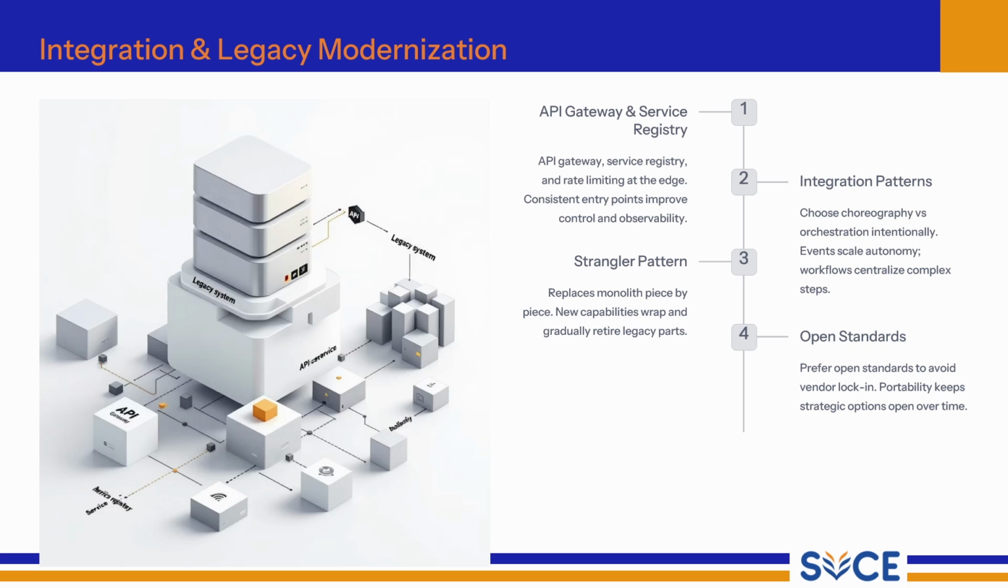Third one is the strangler pattern. Replace the monolith piece by piece, wrap new capabilities, and gradually retire legacy parts. The strangler pattern works like replacing a home's wiring room by room, modernizing gradually without shutting everything down. So, replacing step by step is called the strangler pattern.